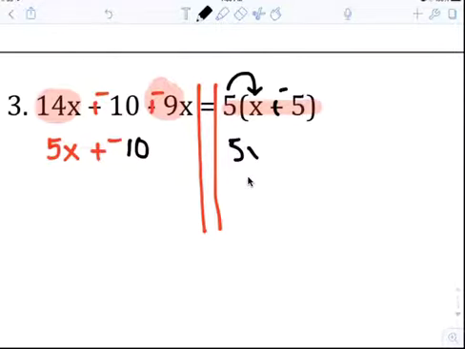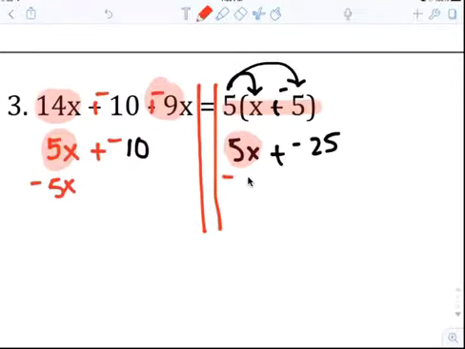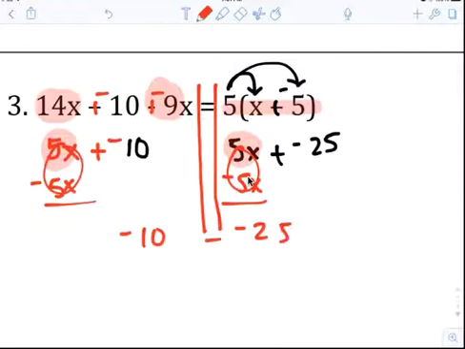That's 5x plus a negative 25. Because the variables are on both sides, you have to make that equal to 0 first. It's easier for most of you if you do. Minus 5x. 0 plus negative 10 is negative 10. 0 plus negative 25 is negative 25, and they do not equal, therefore it's no solution.